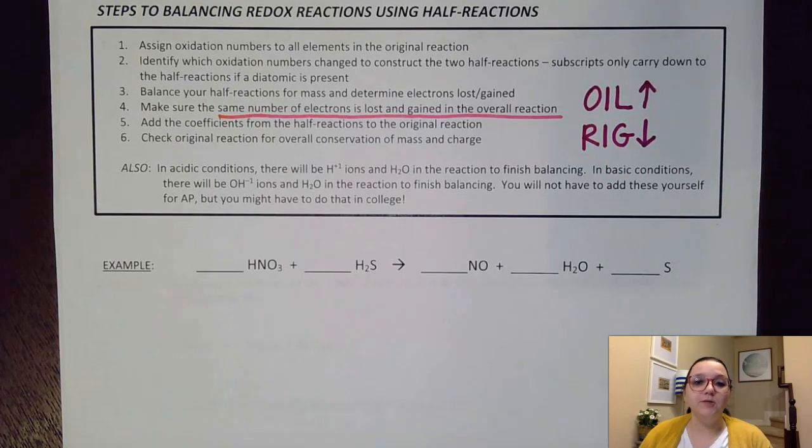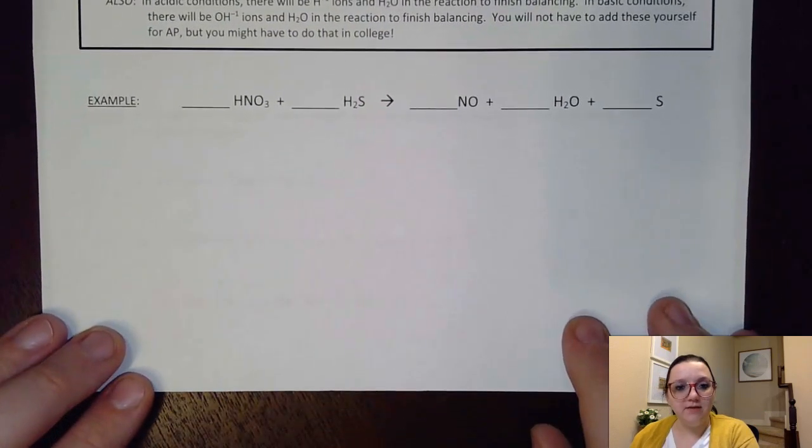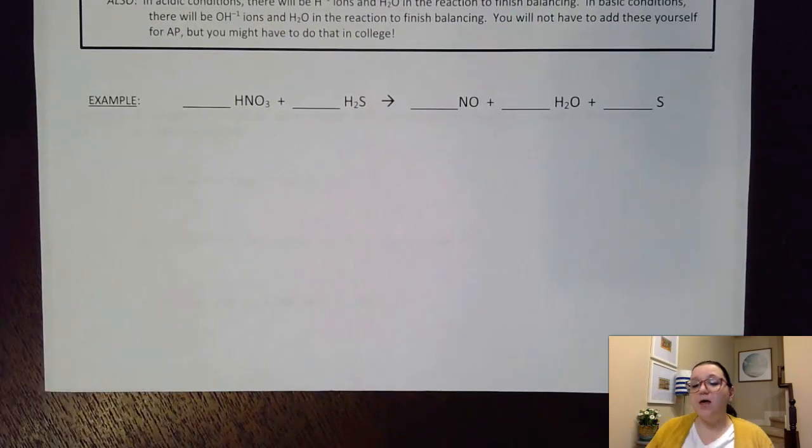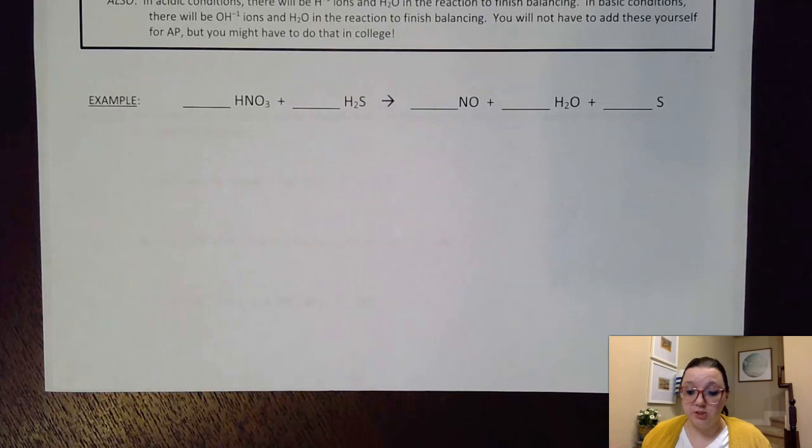Now, I know there's a whole bunch of steps here. We're going to talk about the steps together as we do these examples. So let's go ahead and jump into the first one. What we're given is an overall equation, and our goal is to write both the oxidation and reduction half reactions to ensure that the electrons lost and electrons gained are equal. And in that process, we're going to end up placing coefficients into each of these blanks.